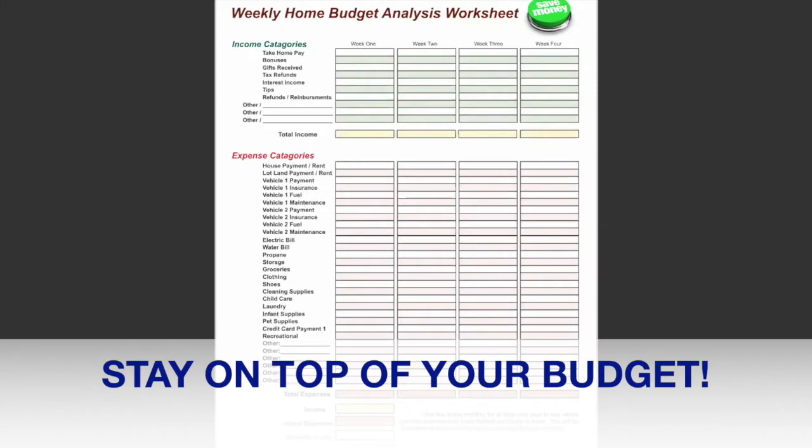You want to stay on top of your budget. You want to make sure that at the end of the week or at the end of the month, you have a higher savings or higher income than your expenses.